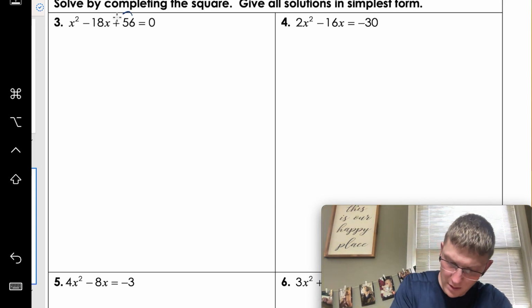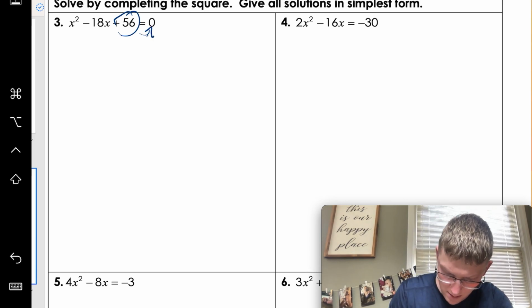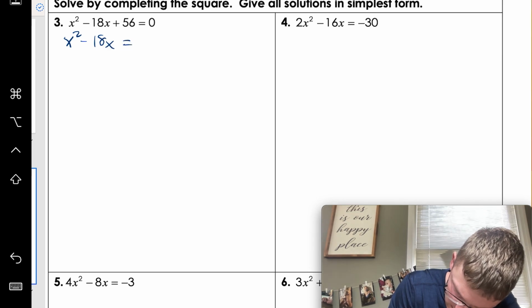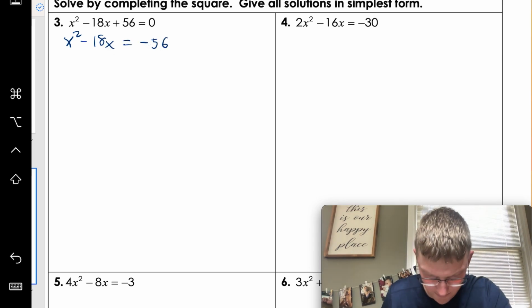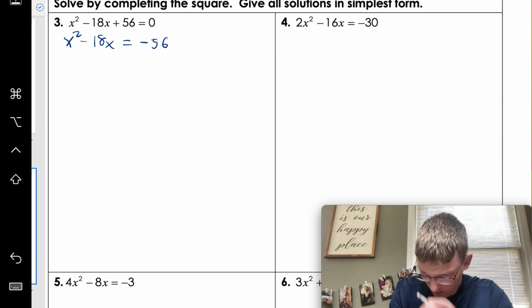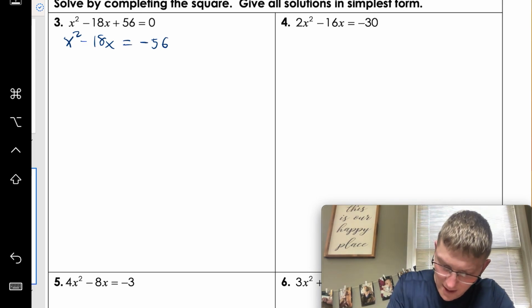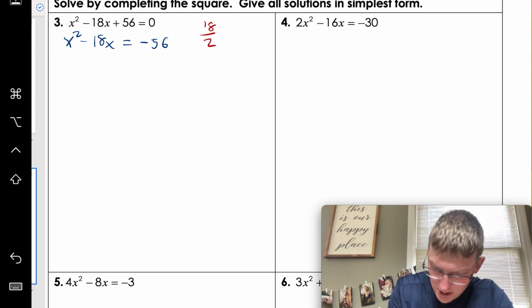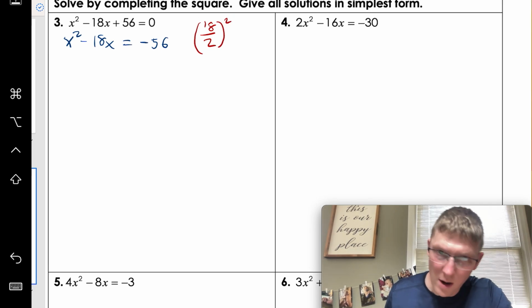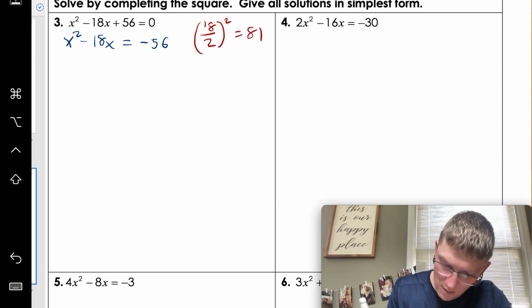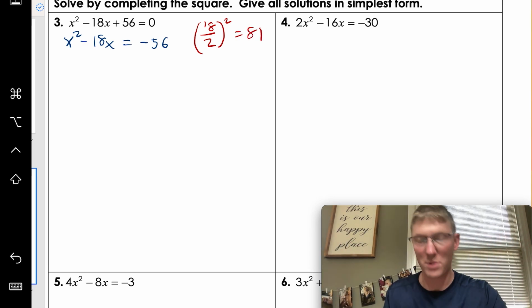Step 1. This guy is in our way, so we're going to move him over to the other side. So we're looking at x squared minus 18x equals negative 56. So then we need to figure out how we're going to complete the square. So that is going to be 18 divided by 2. And then we're going to square it. So 18 divided by 2 is 9. 9 times 9 is 81. So 81 is our magic number that we're going to use.